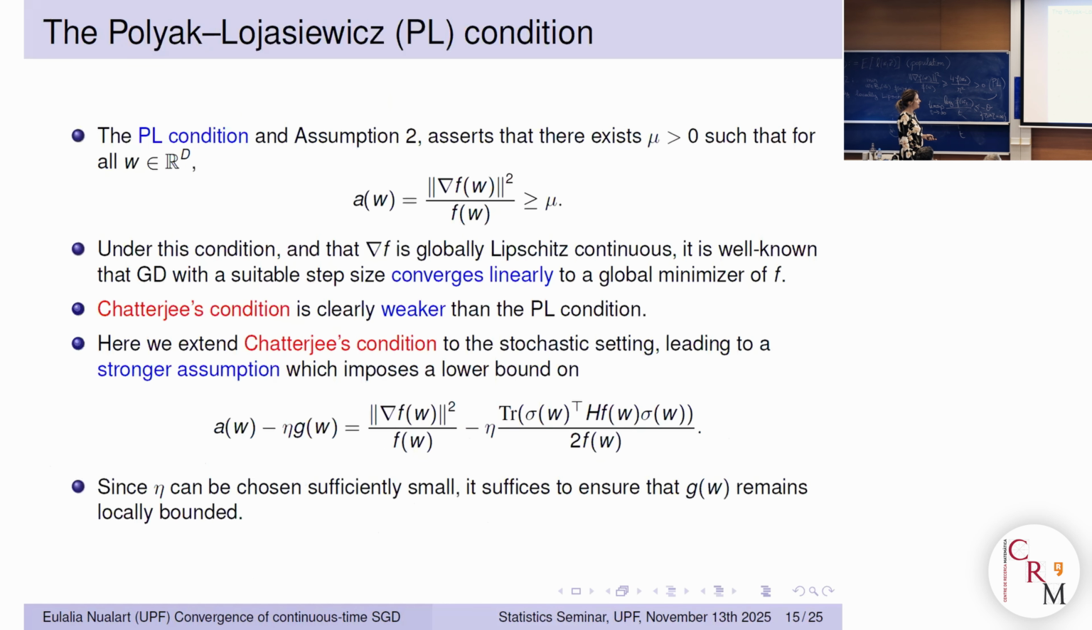So this slide only explains what I was saying in words: this is the classical Polyak-Łojasiewicz condition, where Chatterjee asks for something which is local, much weaker than most of the literature. And we ask something slightly stronger than Chatterjee because of this term that comes from the noise.